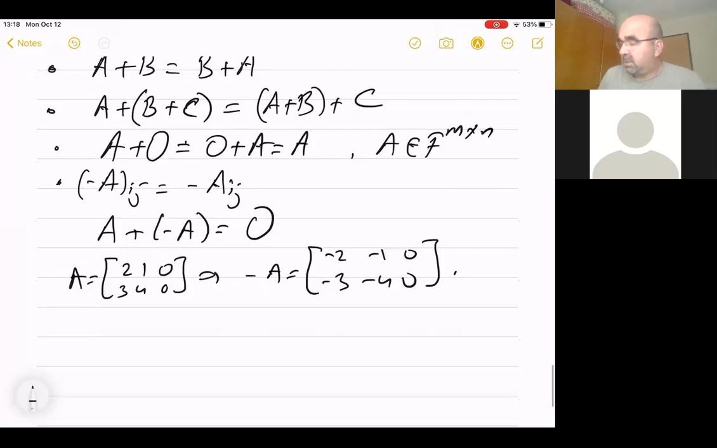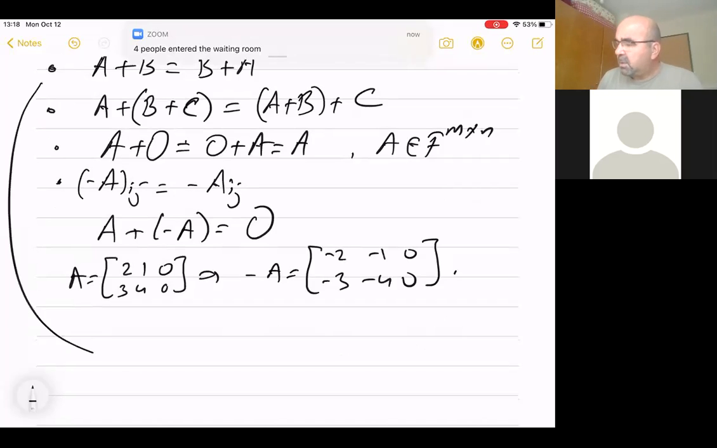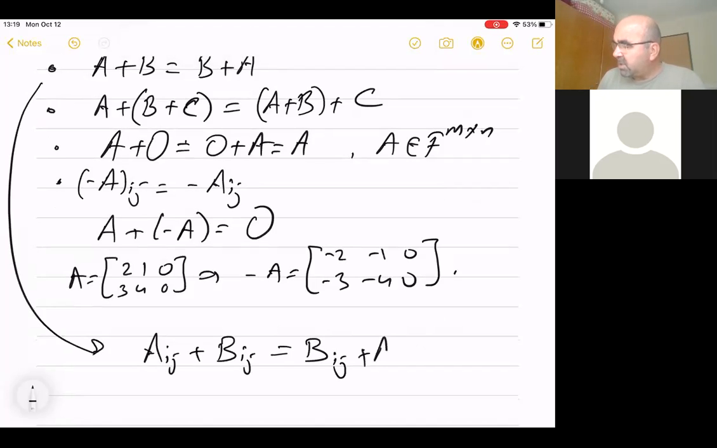Okay, so we will not prove these statements. You can prove them easily. For example, the first one: A_ij plus B_ij is the ijth entry of this matrix, which is the same thing as B_ij plus A_ij. It follows from this equality. Also, you can look at our lecture textbook, basically linear algebra. You can study it from there also.